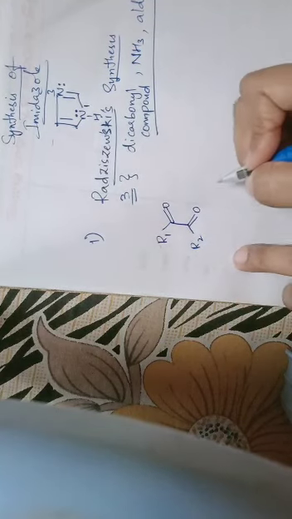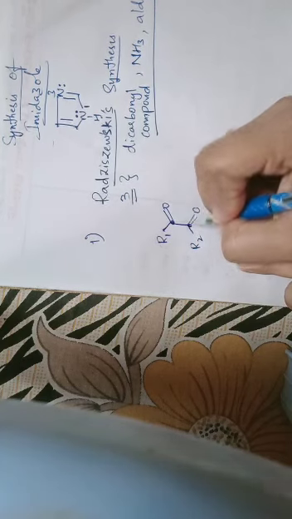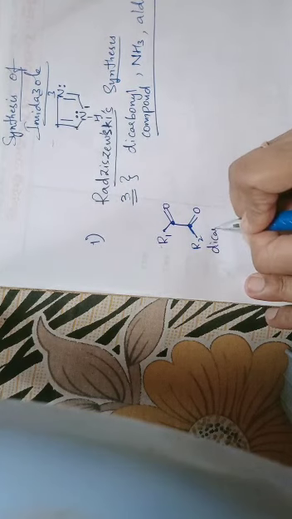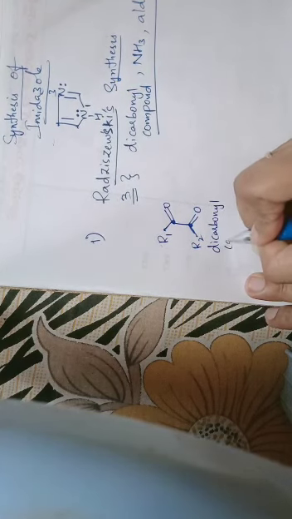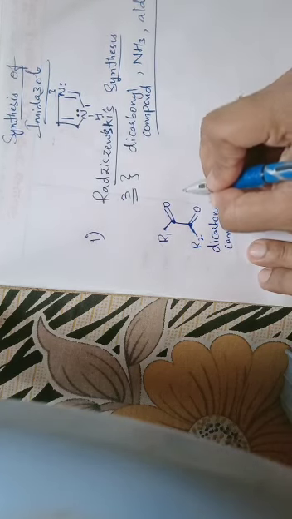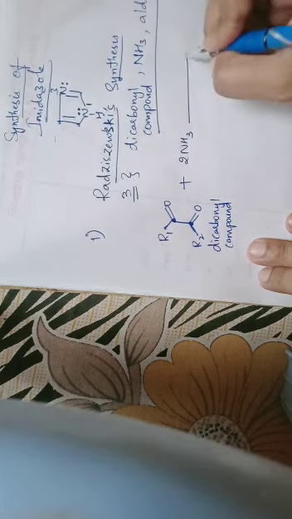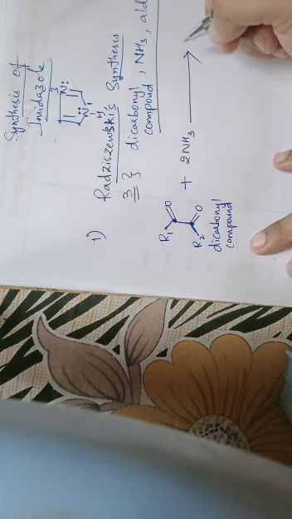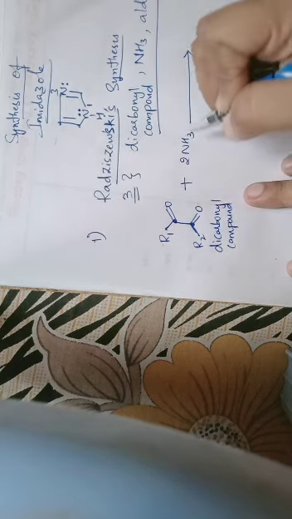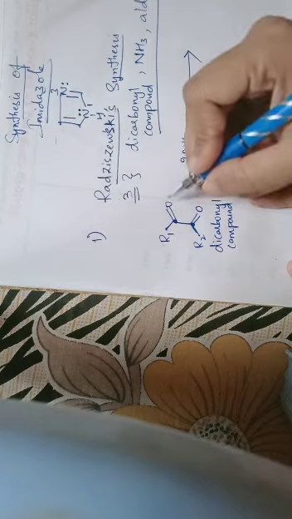So this is the dicarbonyl compound. This is one carbon, this is the other carbon, this is one alkyl group, this is the other alkyl group, these are the two keto groups. A dicarbonyl compound. Next, it reacts with 2 moles of ammonia. Okay, so what happens when it reacts with the 2 moles of ammonia? Both the oxygens get eliminated, and the amine groups occupy the position of these.